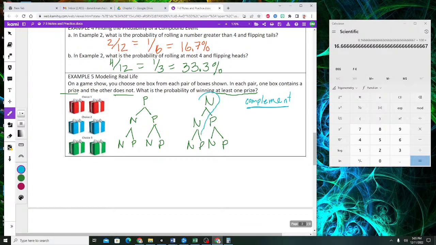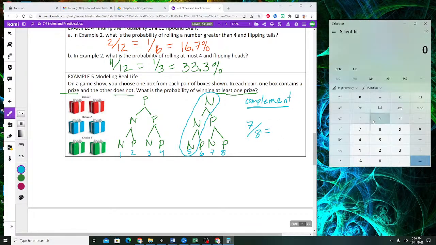So if we look here, this is the only case where you do not win any prize at all. So if we look, we've got 1, 2, 3, 4, 5, 6, 7, 8. 8 possible outcomes. In them, only one outcome doesn't win at least one prize. So that is 7 outcomes that do win at least one prize. So we want 7 divided by 8. 7 divided by 8 is 0.875, times 100 is 87.5% chance of at least winning one prize.